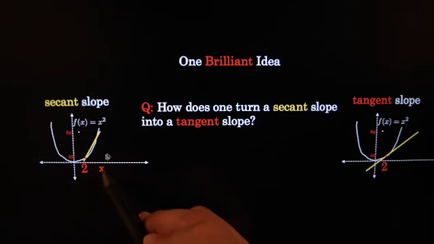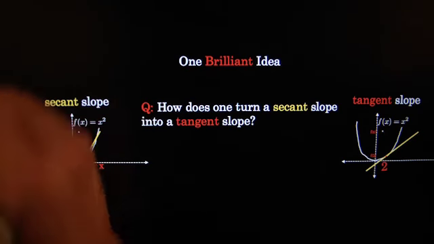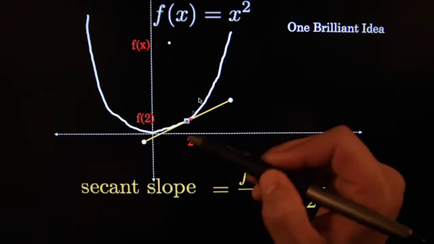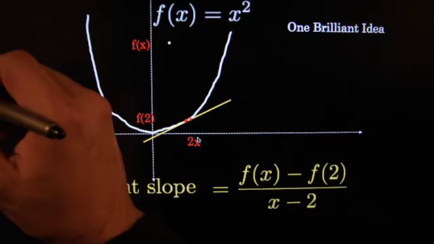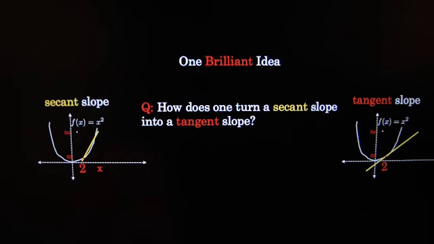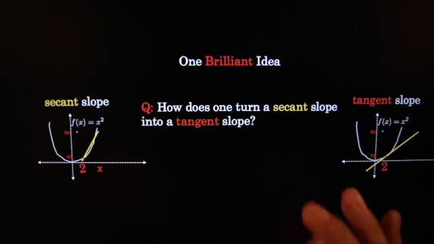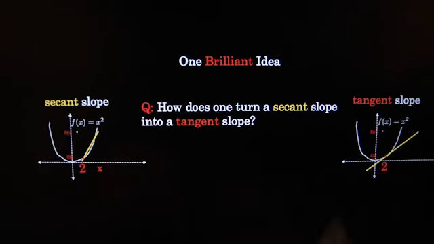You move the x closer and closer to the 2, and that moves the line closer and closer to a tangent line. Instead of becoming a secant line, it becomes a tangent line. That right there, that's the key. It's so beautifully simple, yet so profound. This is exactly one brilliant idea for the ages: the idea of turning a secant slope into a tangent slope.